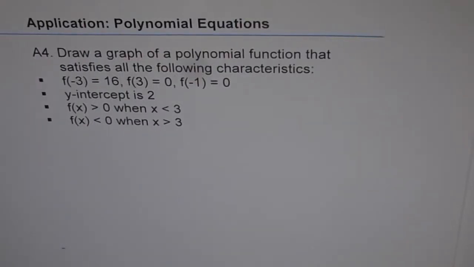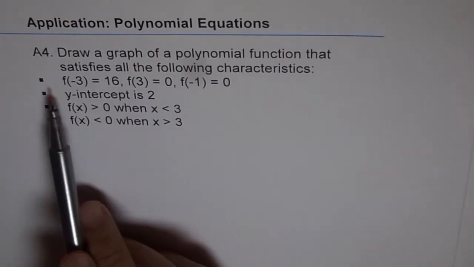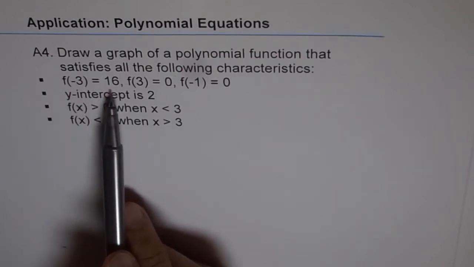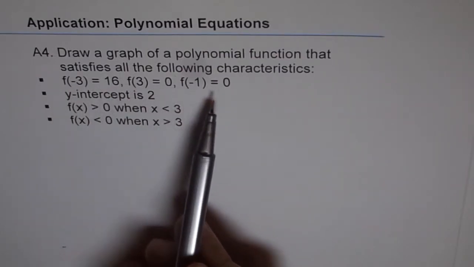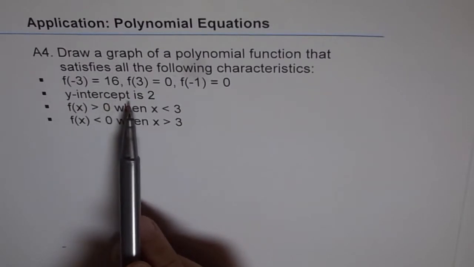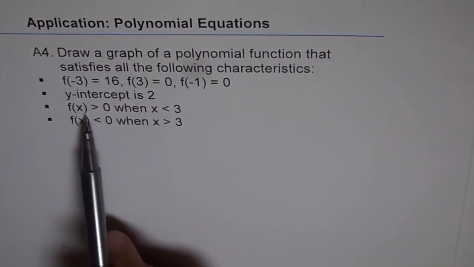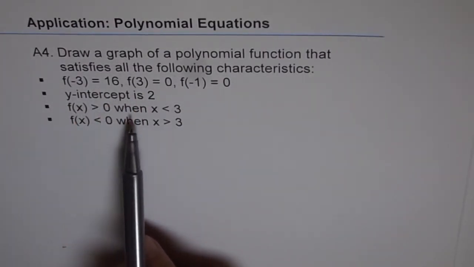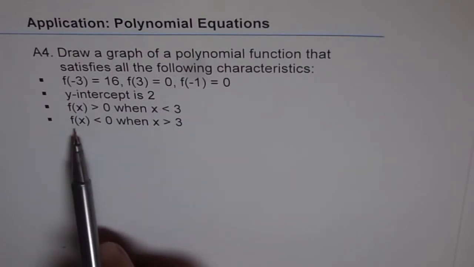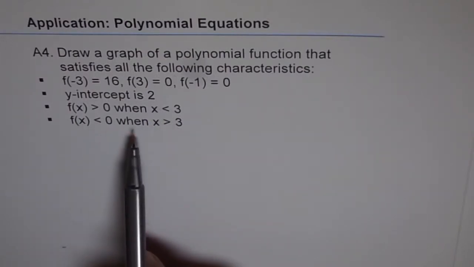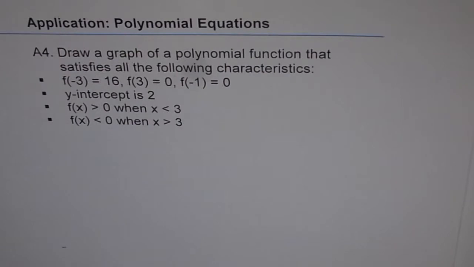Application: Polynomial equations. A4. Draw a graph of a polynomial function that satisfies all the following characteristics. f(-3) is 16, f(3) is 0, f(-1) is 0. The y-intercept is 2. f(x) is greater than 0 when x is less than 3, and f(x) is less than 0 when x is greater than 3.